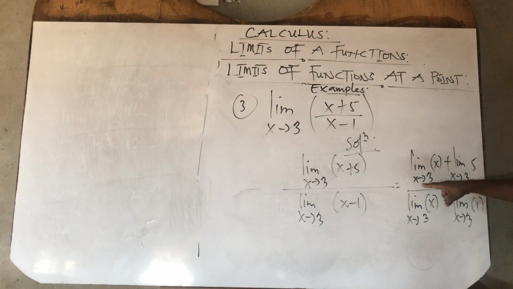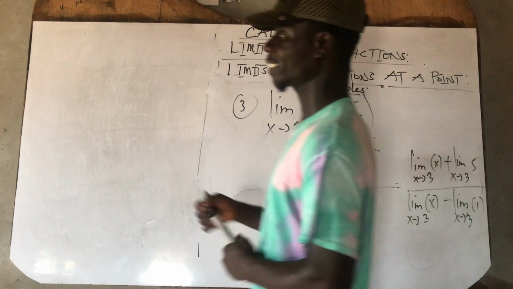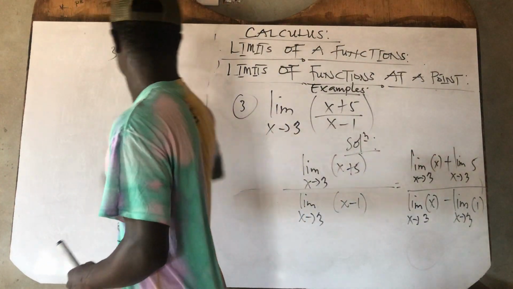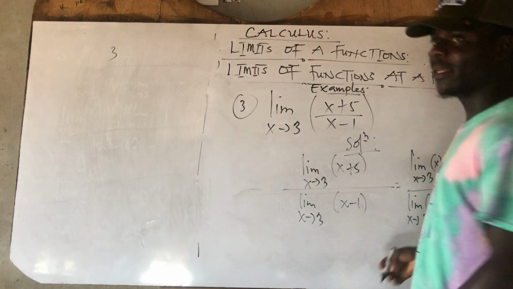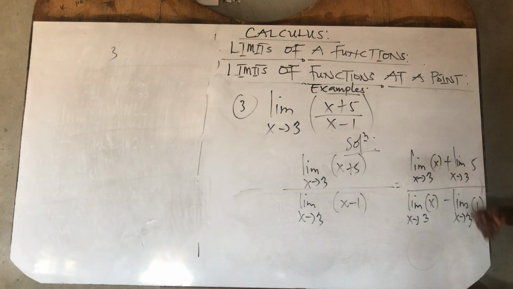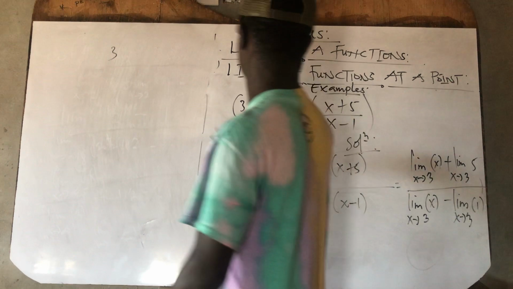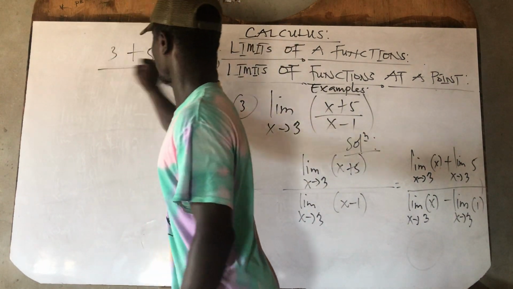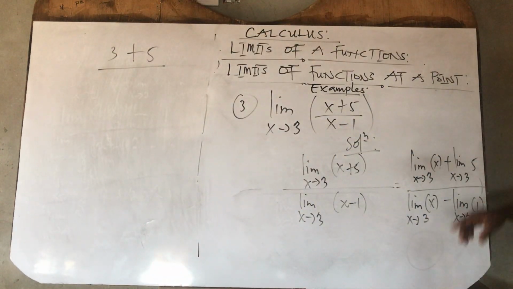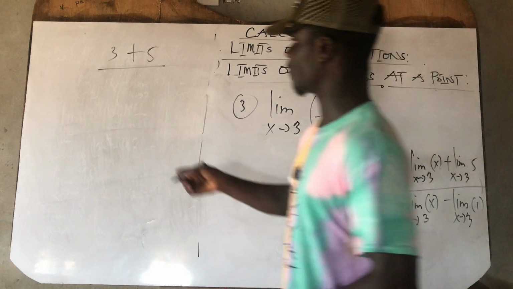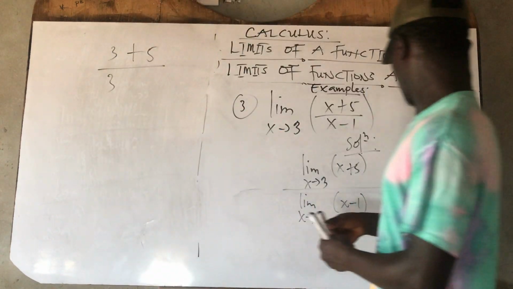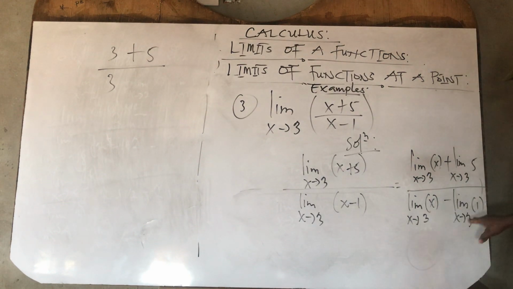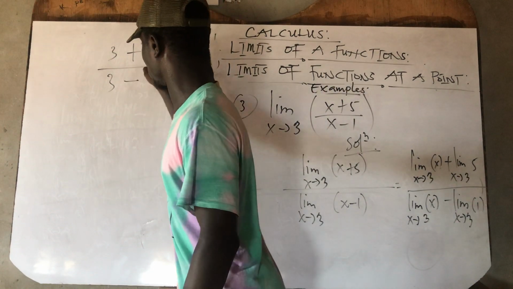So now, the limit as x approaches 3 of this x, I said we plug in, right? So we have 3. Then plus the limit of a constant as x approaches 3 is the same thing as what? The constant. So plus 5. All on the limit as x approaches 3 of this x, we plug in. So we have 3. Then minus the limit of a constant as x approaches 3 is the same thing as the constant. So minus 1.